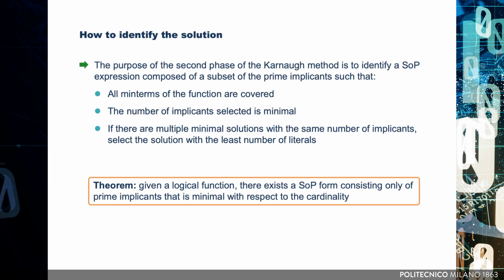Therefore, the optimized cost criterion is the cardinality, that is, the number of implicants, which essentially corresponds to the number of gates with a generic number of inputs required to implement the circuit. Furthermore, if there are multiple solutions with the same number of implicants, the selection proceeds by minimizing the number of literals. Why do we construct the solution using only the prime implicants? There is a theorem, which we do not prove here for brevity, that states that for a given two-level combinational synthesis problem, there will always be an expression in the sum of only prime implicants that is minimal with respect to the cardinality.